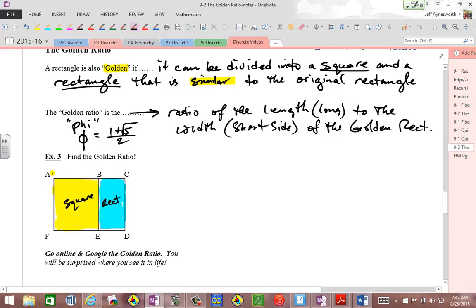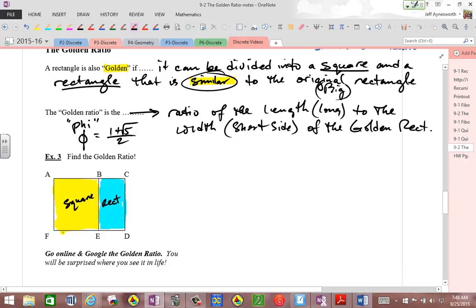So if a big rectangle can be divided into a square and another, smaller rectangle that is similar to the original big rectangle, then the rectangle must be golden. That's what I meant by up here. A rectangle is golden if it could be divided into two polygons, two rectangles. One is a square and the other one's a smaller rectangle that is similar to the original, that means the big one, rectangle ACDF, because we obviously have a big rectangle here.